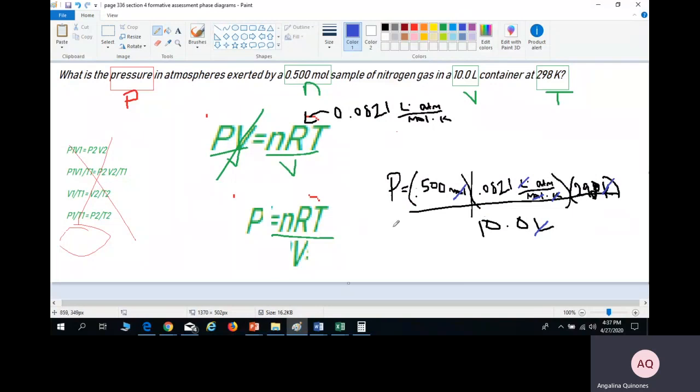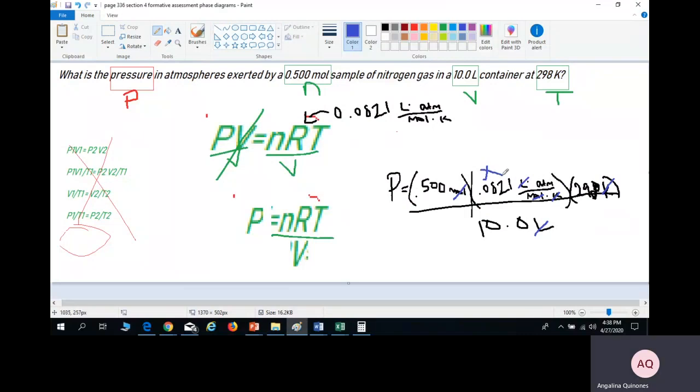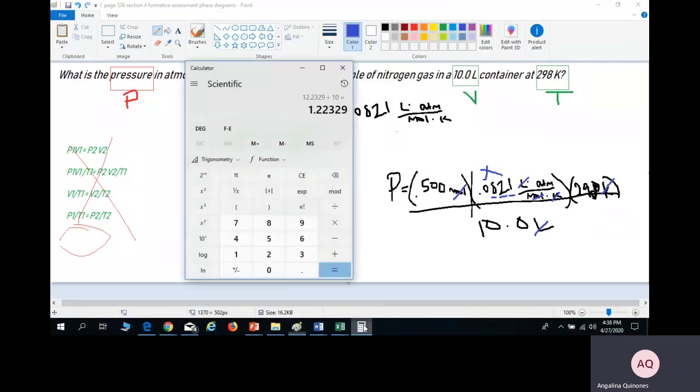All right, now that we've got everything good, all we have to do is go into our calculator and solve. So 0.50 times 0.0821 times 298 divided by 10, and we get 1.22329. Now let's look for sig figs. Here I have 3 sig figs. Here, this 0, is it significant? No, there is not a number greater than 0 before it, so that doesn't count. So this counts and everything after counts, so that's 3. Okay, 3 sig figs and of course 3 sig figs. So my answer should have 3 sig figs.